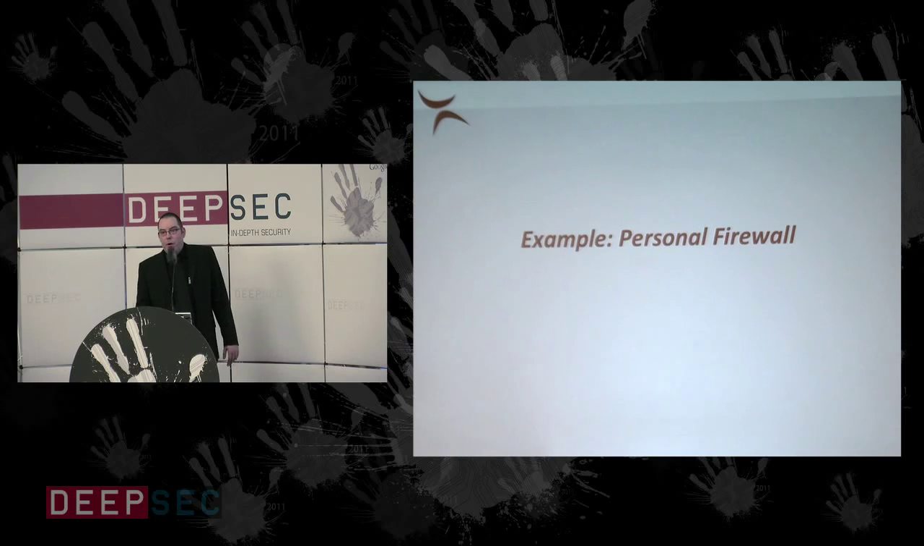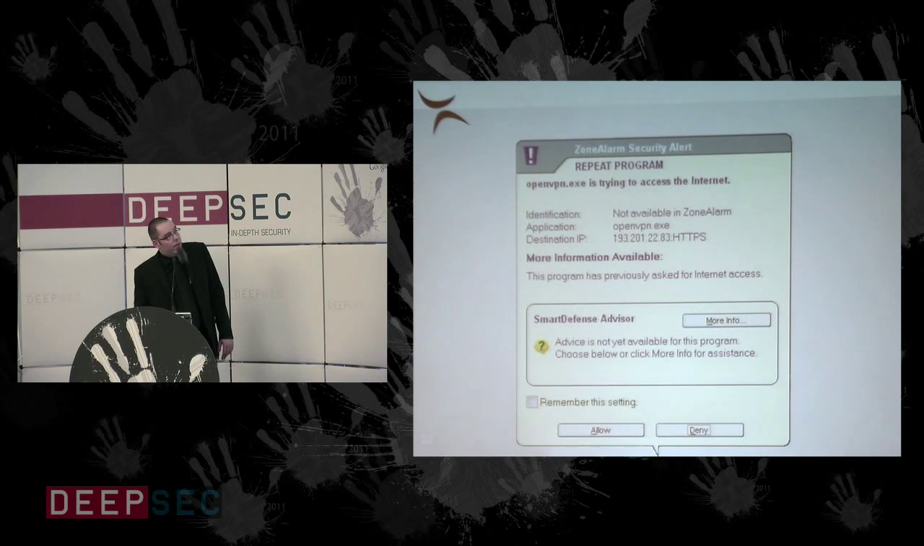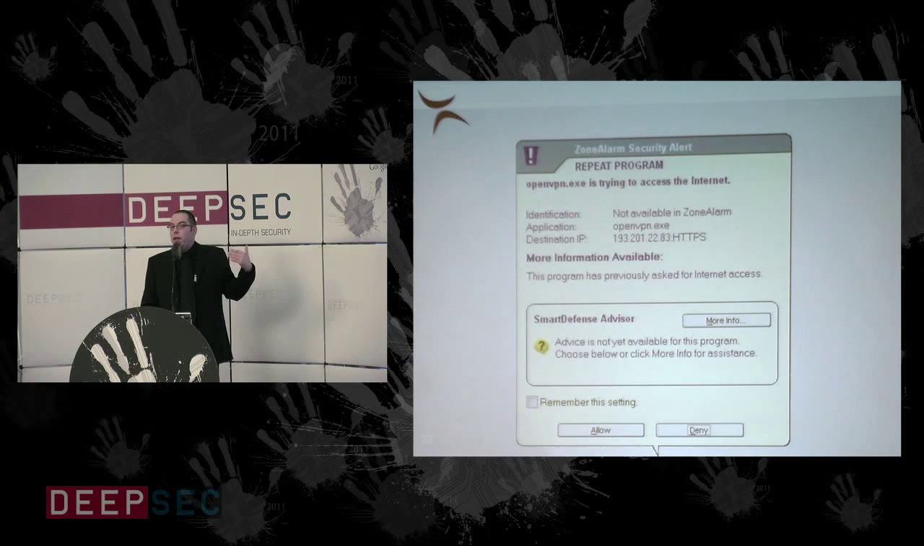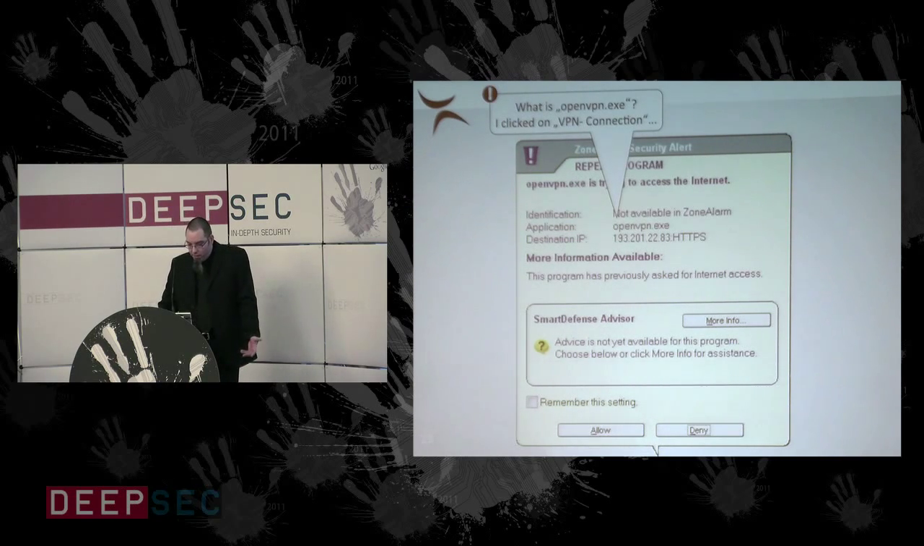Okay, now a small example. Maybe you know this neat little security technology. From a real end user's point of view now, let's again talk about the Aunt Annes of the world. So my Aunt Anne is sitting in front of the computer and needs to connect to the VPN network. But when she sees such a screen, she thinks, what is OpenVPN.exe? Because she clicked on VPN connection. So there is no explicit relationship.